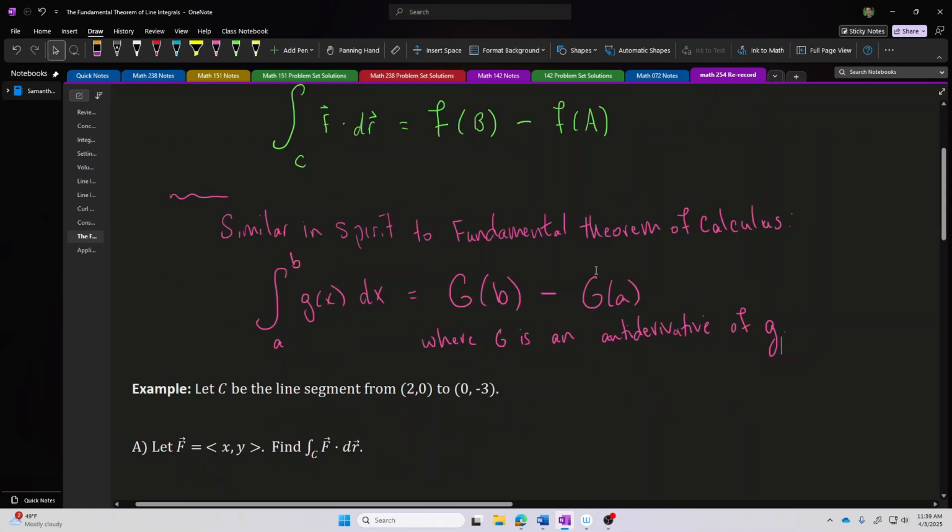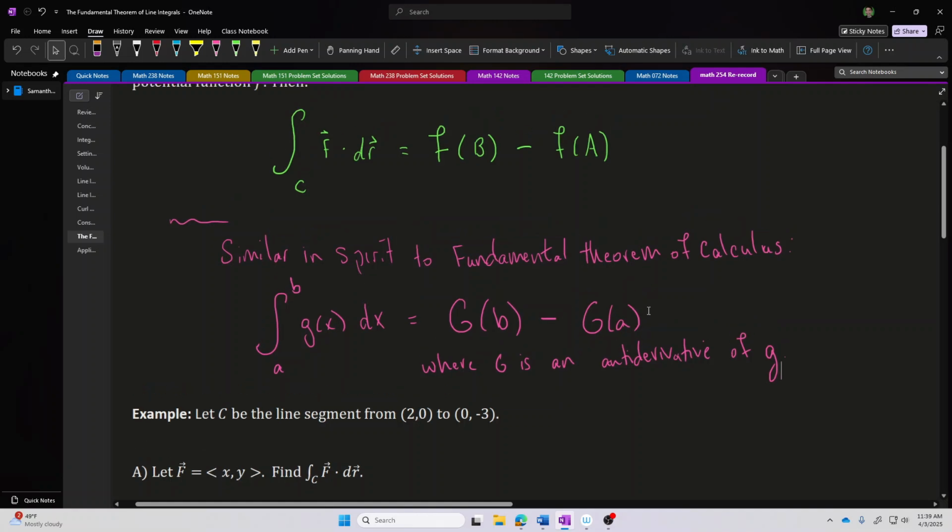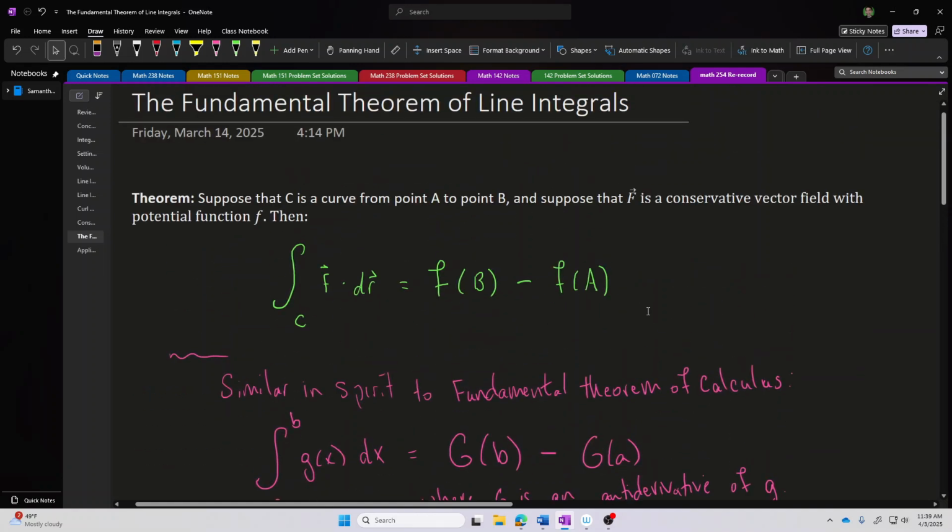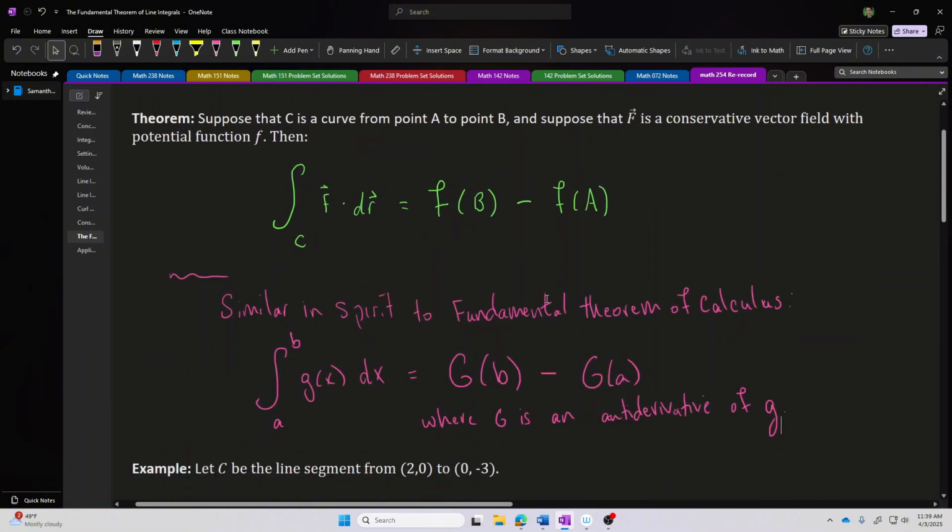Step number one, find an antiderivative. Step number two, plug the limits into the antiderivative. And step number three, subtract the two results. The fundamental theorem of line integrals is very, very similar. Instead of finding an antiderivative of the function that you're integrating, you're finding a potential function for your conservative vector field. And then you plug in the two endpoints of your curve and then evaluate and then just subtract the two results. So basically, this is the fundamental theorem of calculus for line integrals instead.